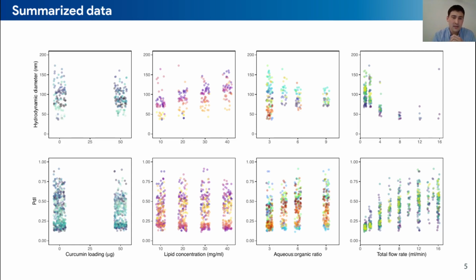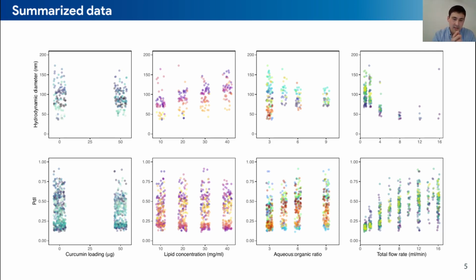So here's what it looks like if I show you all of the day zero measurements that are separated by the synthesis parameters. And some trends become immediately obvious. You can see if you increase total flow rate, for example, the PDI of the particle seems to increase while the diameter seems to decrease, and this could be intuitive. Also, if you increase the initial lipid concentration in the organic phase, the diameter seems to get bigger.